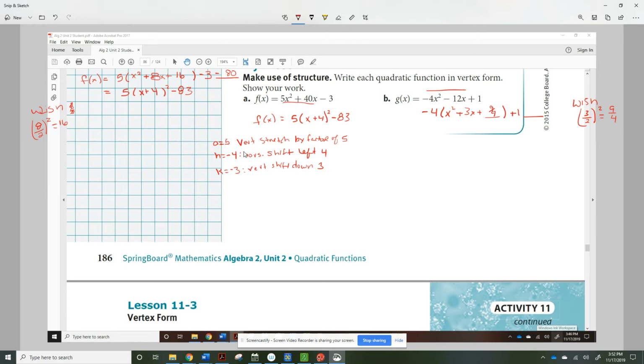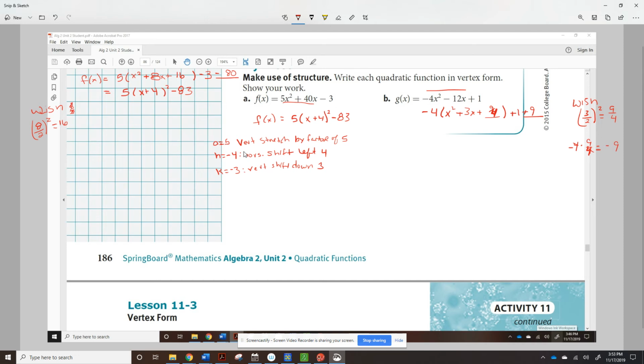That's a 4. 9 over 4. And then this number right here is going to be negative 4 times 9 over 4. So negative 4 times 9 over 4, the 4s are going to cancel out. That's going to leave me a negative 9. So what I really put when I stuck that 9 over 4 in here, that's a value of negative 9. So I'm going to add 9 over here to make the opposite of that.